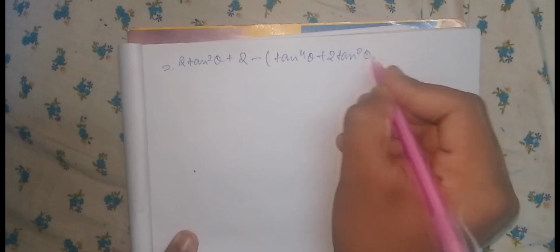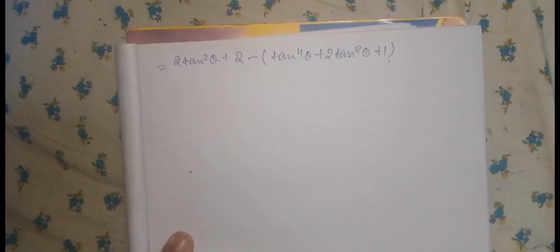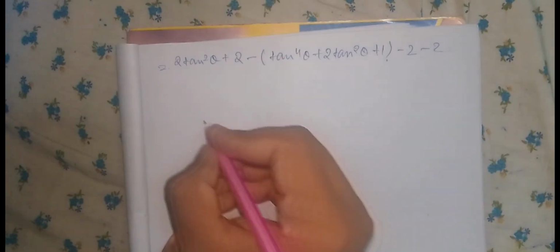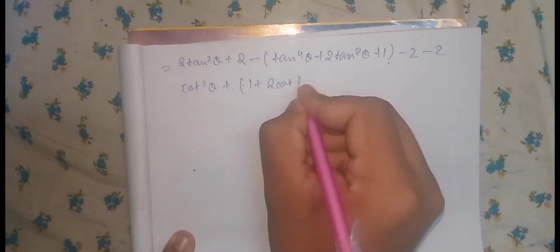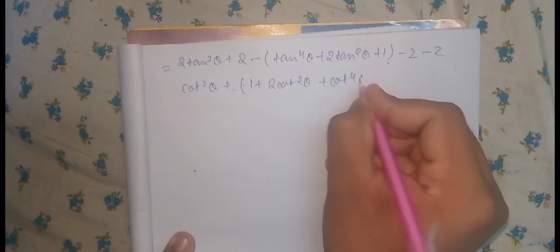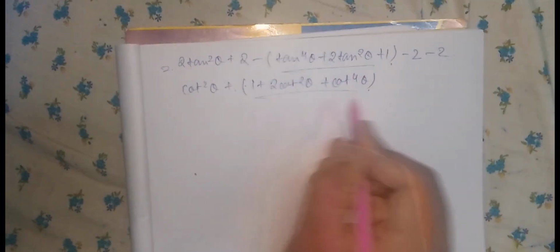After doing so, as we all know, sec square theta equals tan square theta plus 1 and cosec square theta equals 1 plus cot square theta. So in the next step we get 2 tan square theta plus 2 minus tan to the power 4 theta plus 2 tan square theta plus 1 minus 2 cot square theta plus 1 plus 2 cot square theta plus cot to the power 4 theta. Expanding using the formula for (a plus b) whole square, we get these parts.